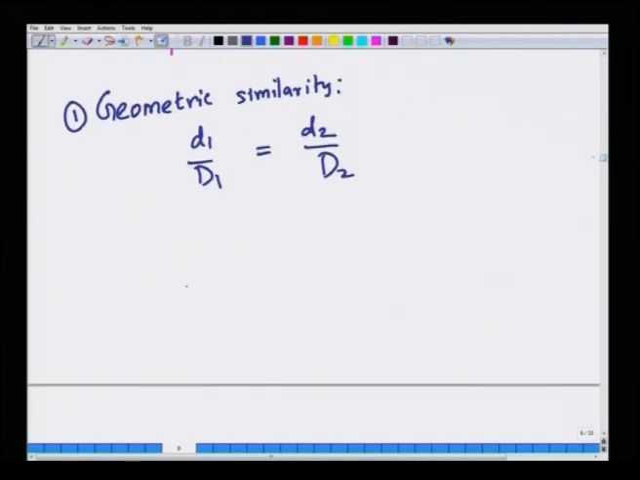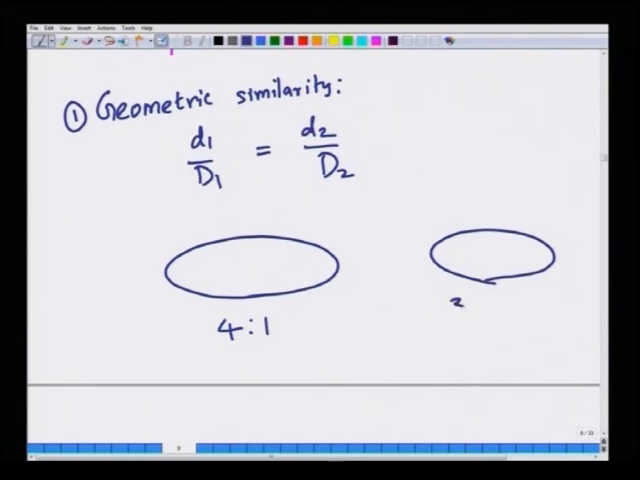Another illustration of geometric similarity, suppose you have an ellipsoid. Suppose the major and minor axes are in the ratio of 4:1, and you have another ellipsoid with 3:1, then these two are not geometrically similar. So, all the length scale ratios must be the same between two systems when they are geometrically similar.